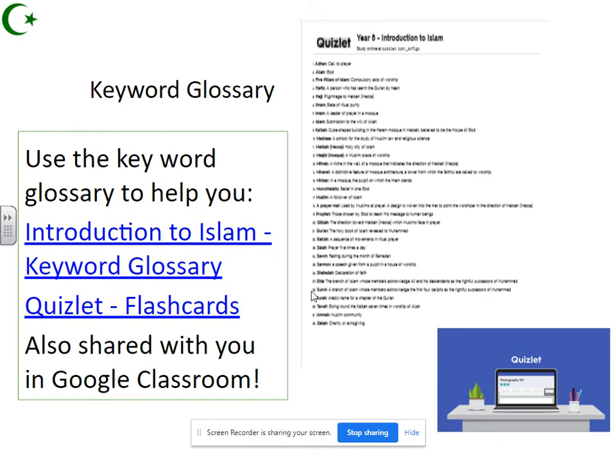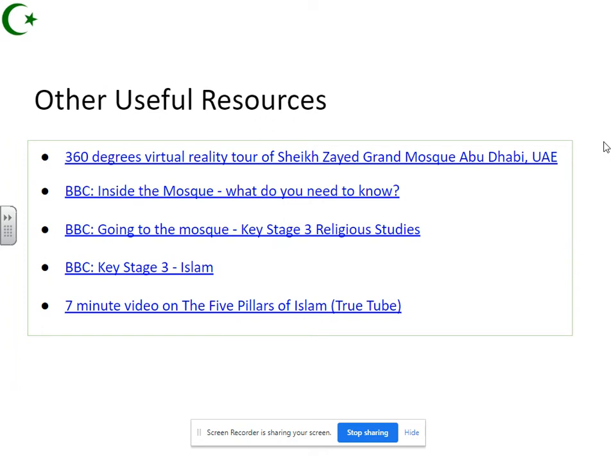Now, if you ever get to a point where you've finished a task and you're not quite sure what to do, then you can go ahead and practice keywords on flashcards and just let me know you're done and I'll direct you or send you the link. So some other useful resources. I've included some stuff from the BBC, some stuff for Year 7 and Year 8 students, so feel free to have a look at those as well.